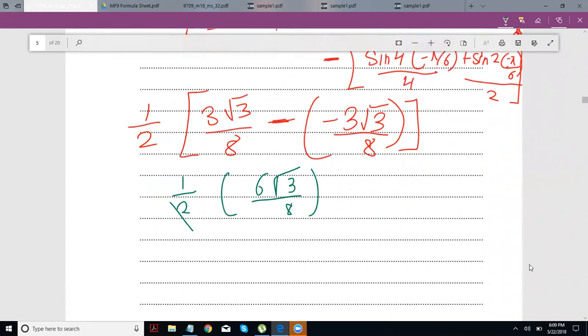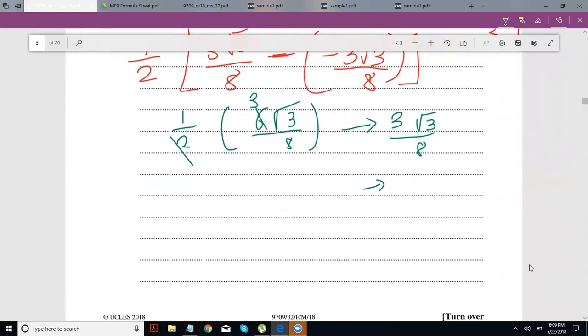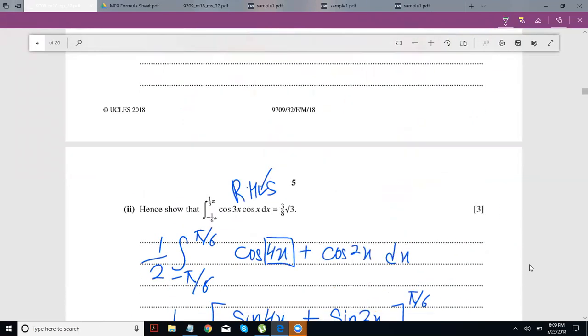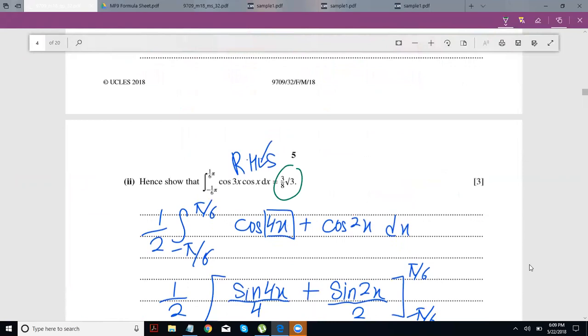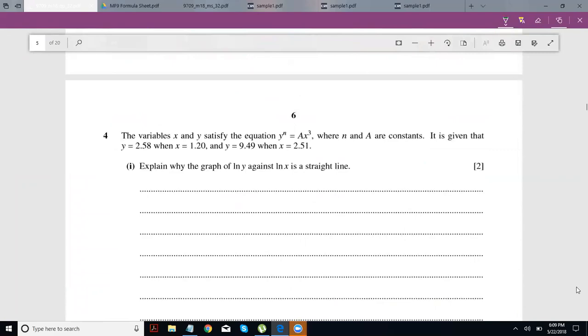Once you cancel the 1, then it should be 3 root 3 upon 8. It's like the same thing as writing 3 upon 8 root 3, right? And that is good because that's what they wanted in the question. So we've proved that. And we can go on to the next question.